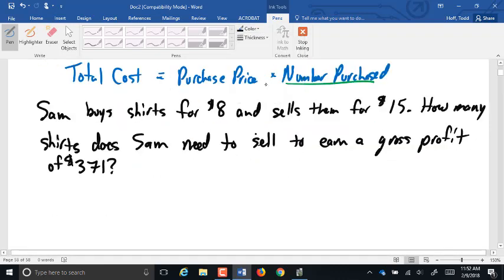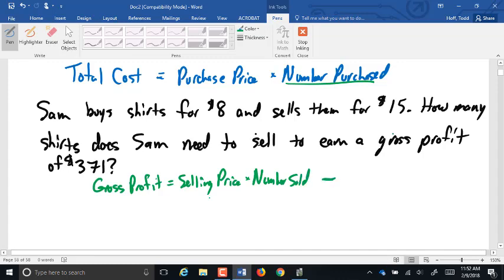So here again, we have that formula, and I'm going to write it all out together. Our gross profit is equal to our total revenue, which is the selling price times the number sold, minus our total cost, which is the purchase price, times the number purchased. But remember, the number purchased is going to be equivalent to the number sold here. We're only worried about the purchase price on the ones that were actually sold.